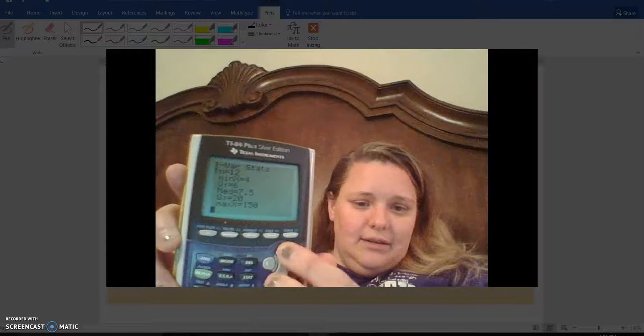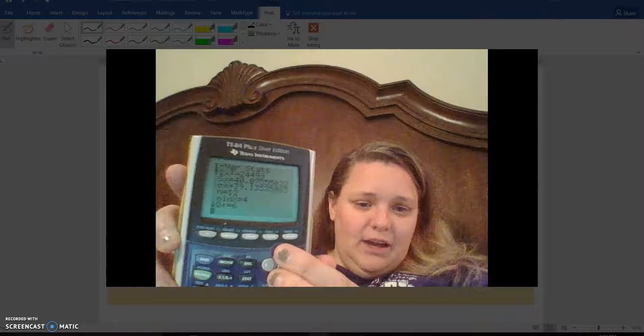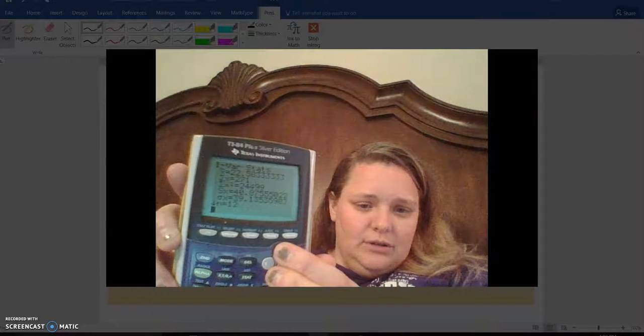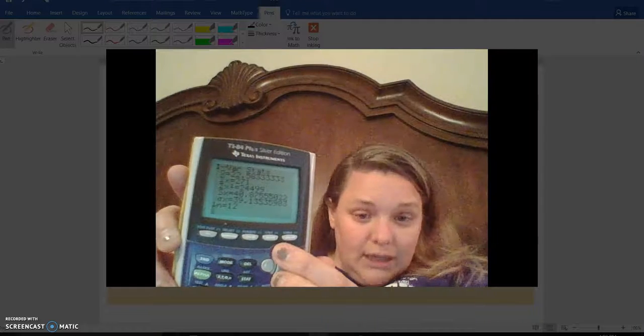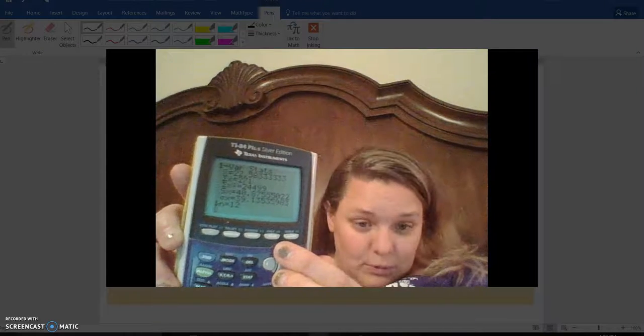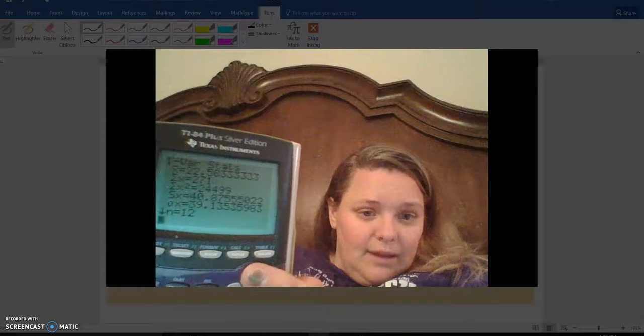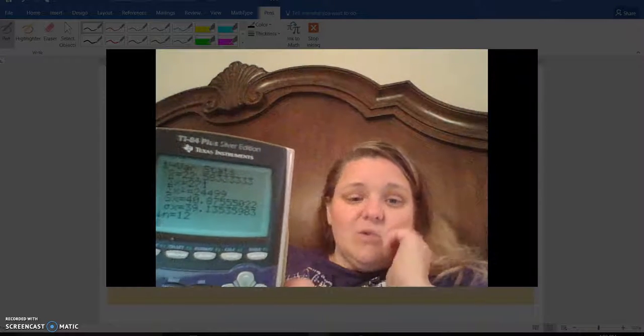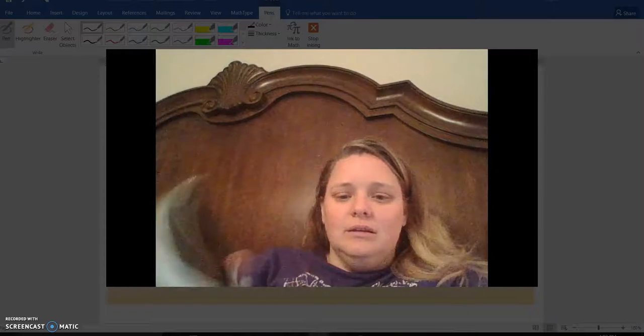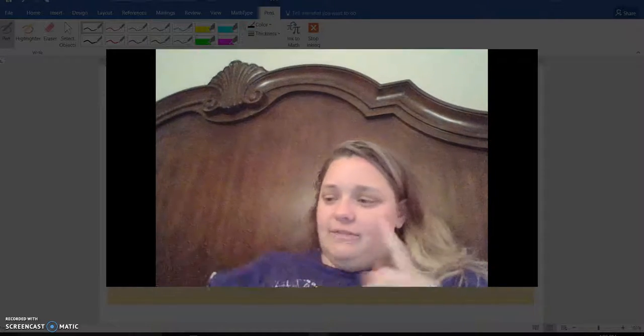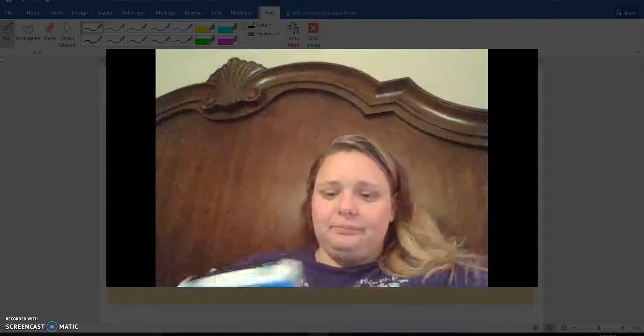Like all that data. And so the median is 7.5. There's 12 numbers. The standard deviation is 39.1. The sample standard deviation is 40.8. X bar, which is the mean, is 22.6. So if you have that calculator, it works that way.